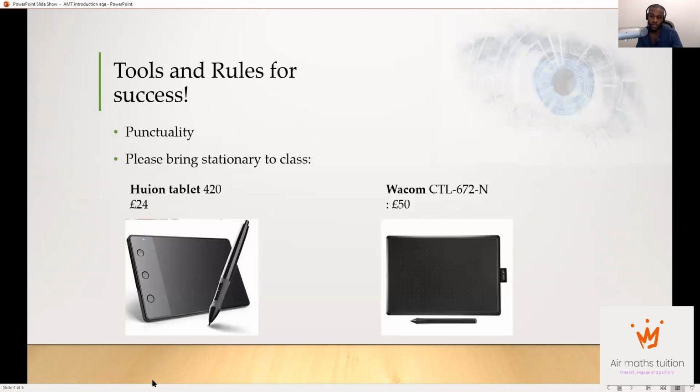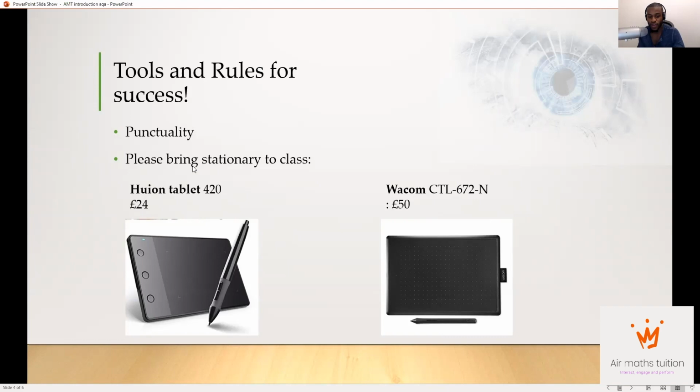Tools and rules for success. Okay, so punctuality is massively important. It's important that you guys attend on time. We don't go back over stuff we've done just to account for people who come into the lessons late. It's almost like a school after school here, so just treat it as you would a school. Arrive on time. Stationery as well, so that includes pens, pencils, rulers, calculators. If you could keep a nice separate textbook for tutoring, that would be fantastic as well.